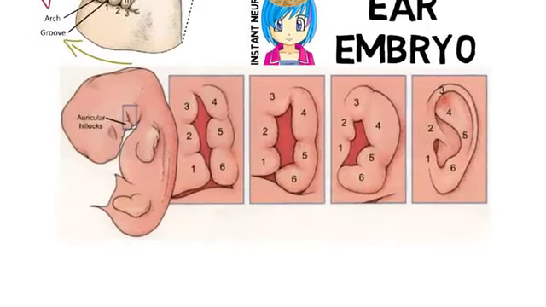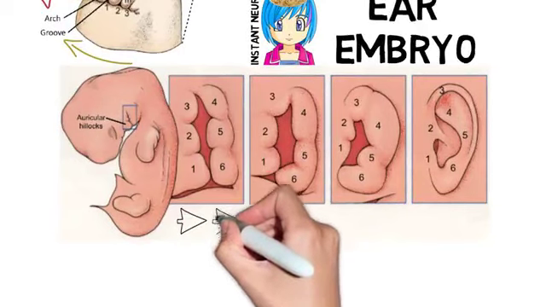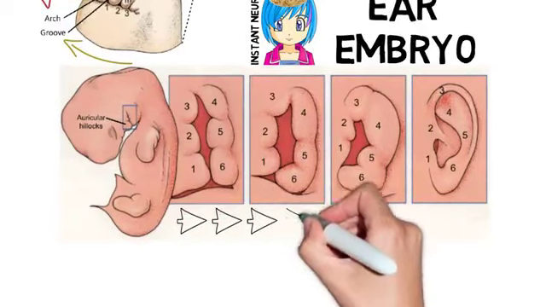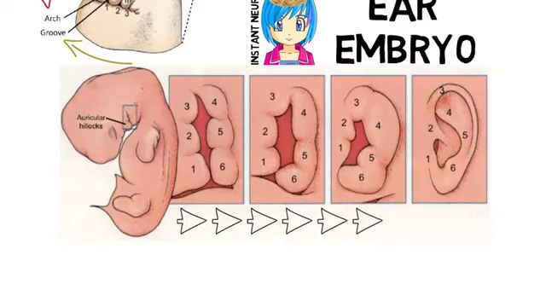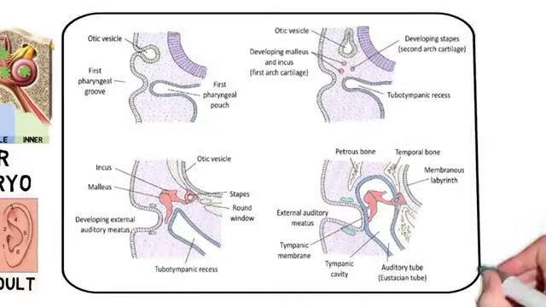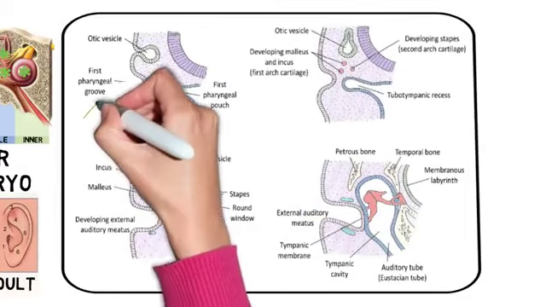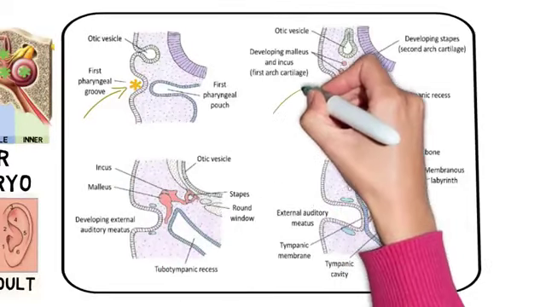The pinna develops from the auricular hillocks of the first and second pharyngeal arches, which gradually shift upwards and backwards to their final position on the head. The final pinna has an irregular-shaped plate of elastic cartilage covered by typical thin skin. The first pharyngeal groove grows toward the developing tubotympanic recess, giving rise to the external auditory meatus.